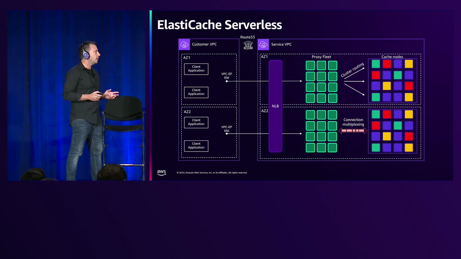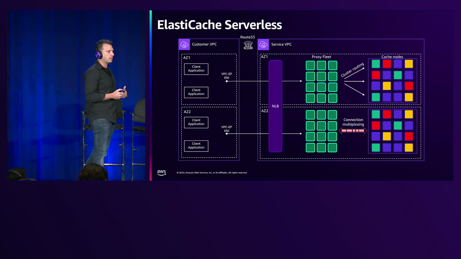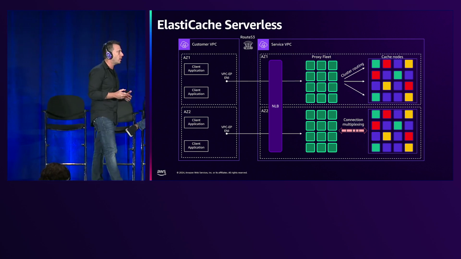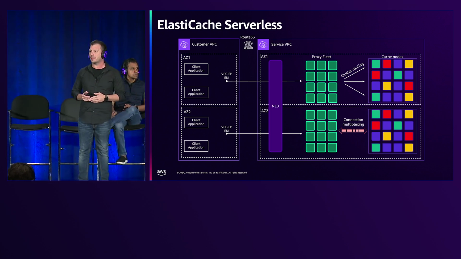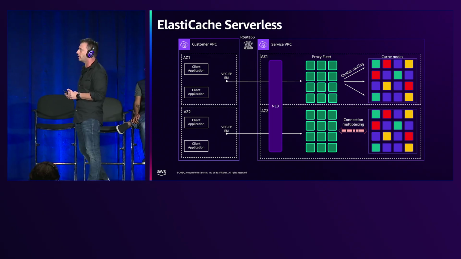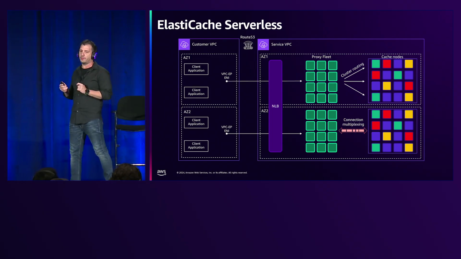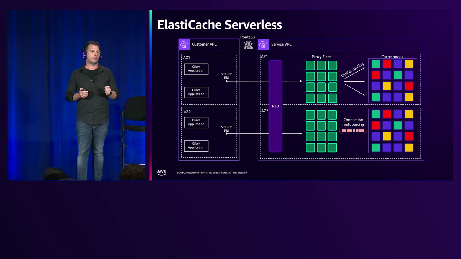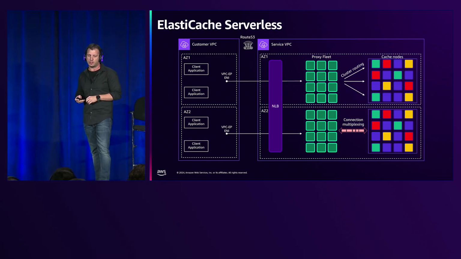Besides that, as you can see, our architecture is spread across multiple AZs. So first, we support high availability, of course. If one of the AZs is failing, you still have access to your data store. And we can promise you microsecond response time because we use Route 53 to locate the proxy that is in the same AZ that your application is running in.